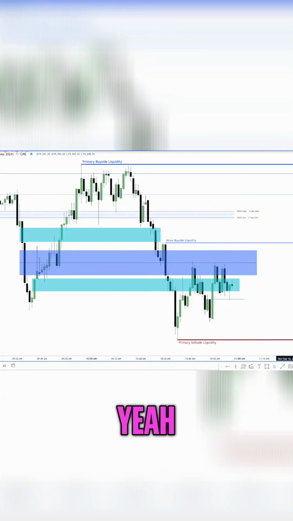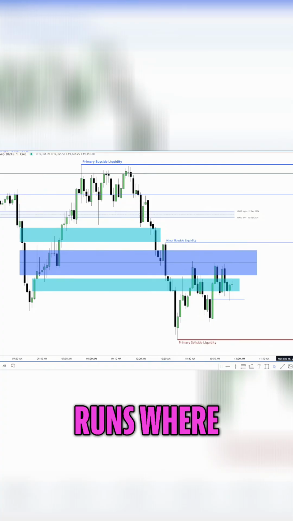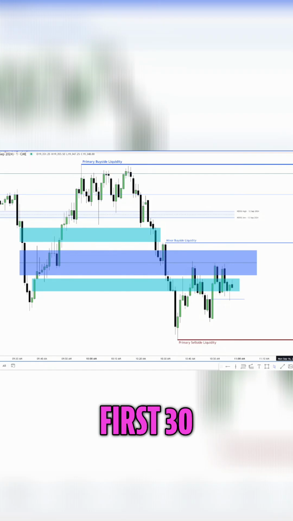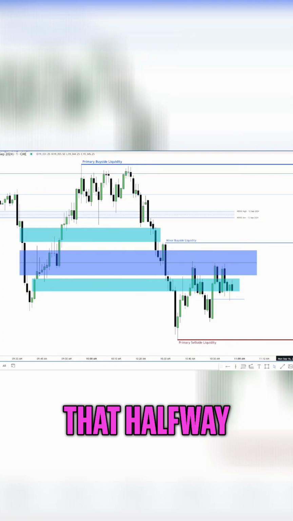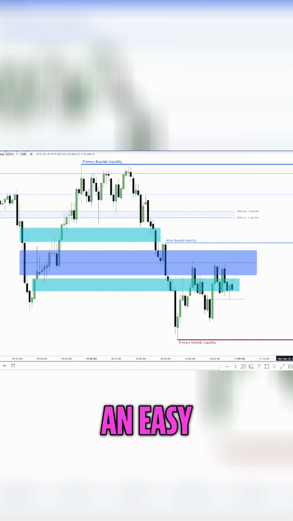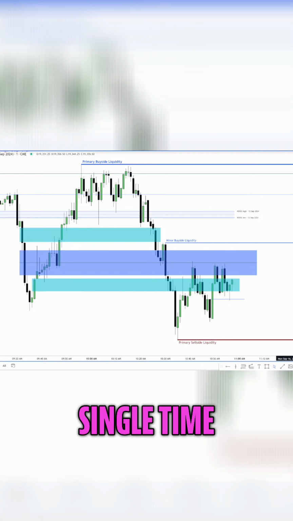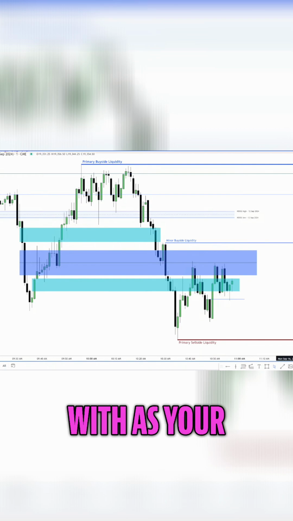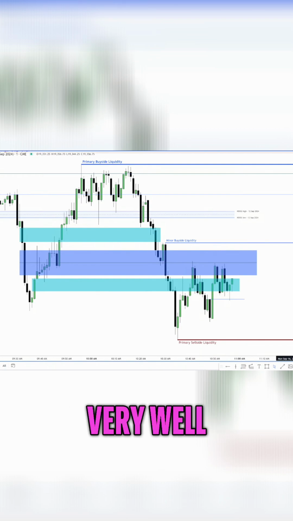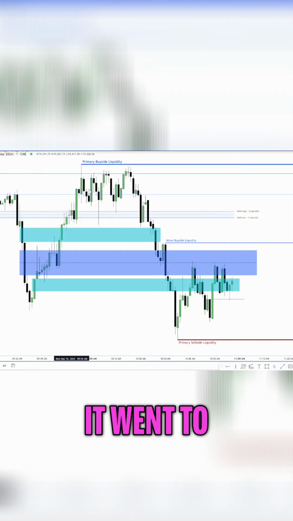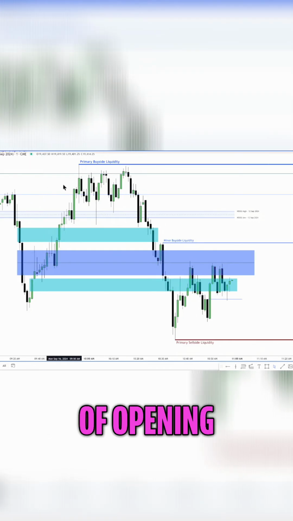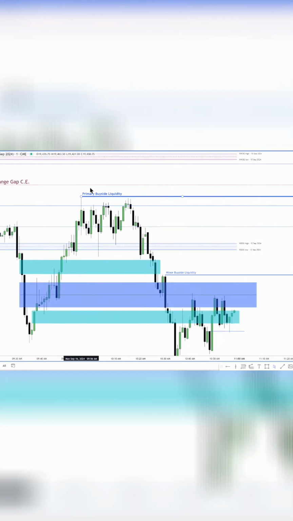I'll just say, oh yeah, the most obvious runs where the market is clearly in the first 30 minutes, you have a lot of advantage knowing where, if there's a large range gap, that halfway point of that gap is such an easy, just, man, it's an obvious thing. It doesn't mean you're going to be right every single time trying to trade for it, but if that's where you start as your foundation, it's going to serve you very, very well. And in this case, you saw that we had the buy side. It went to that lower quadrant, and it just fell short of opening range gap consequent encroachment, which is still here.